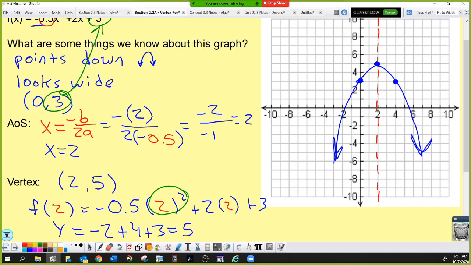Question? Okay, wait. So where's the negative to make it like a frown? The negative sign was right there. The front of the... Oh, okay. The one at the very, very beginning.